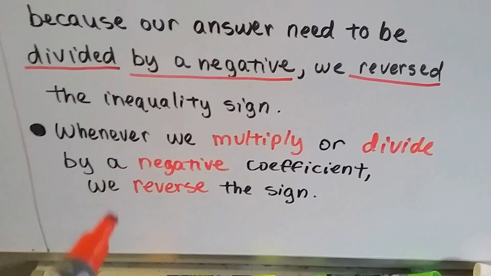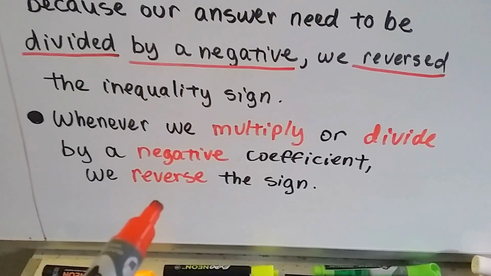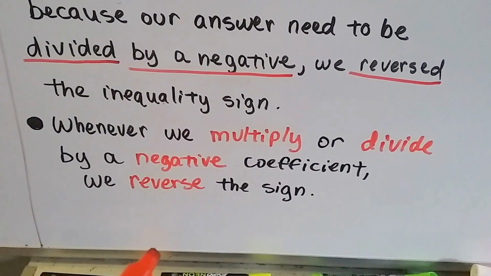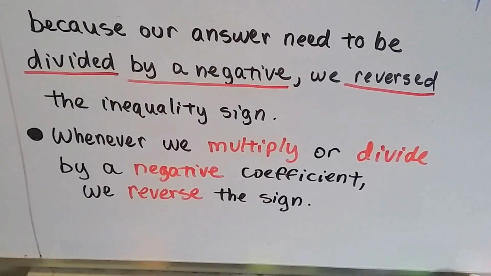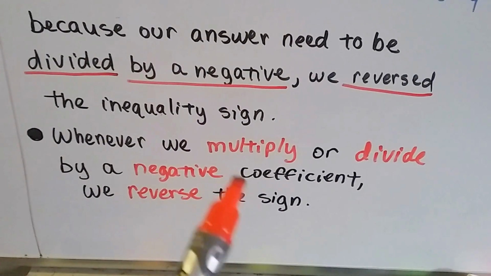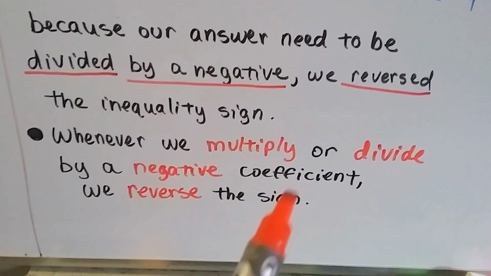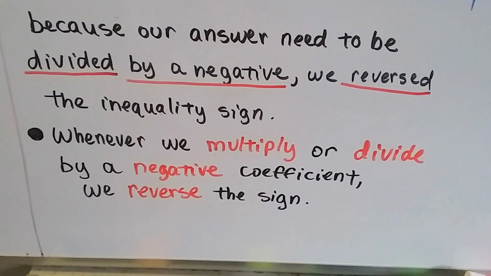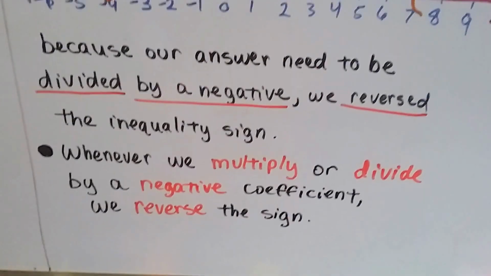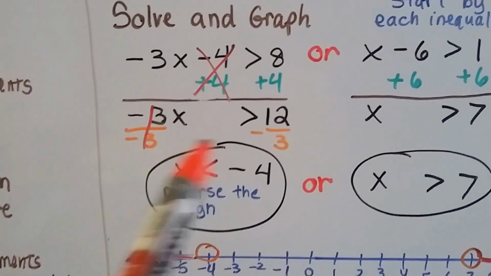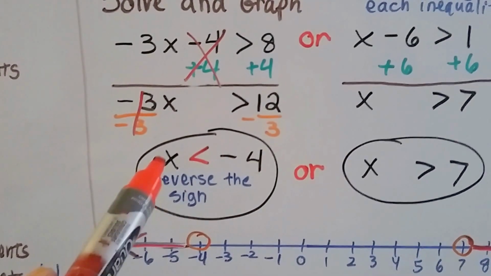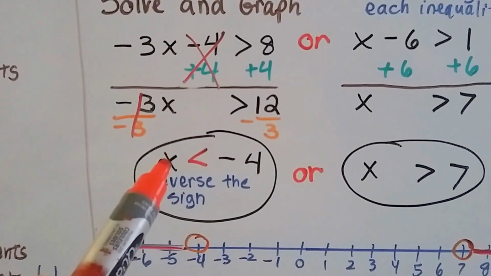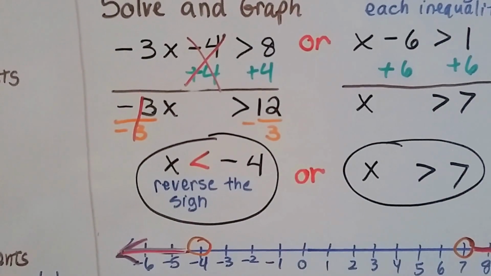Whenever we multiply or divide by a negative coefficient, we have to reverse the sign. You might want to write that down. Whenever you're isolating for a variable and you have to multiply or divide by a negative coefficient to isolate that variable, you have to reverse the sign, okay? Multiplying or dividing. So here we're dividing by a -3. We had to reverse the sign, see? And we had x was greater than -4, but now it becomes x is less than -4, see?